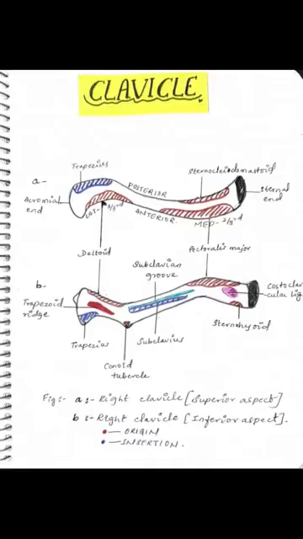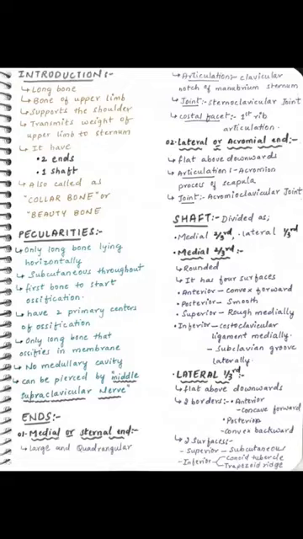This is Rida. Today we are going to have a quick overview on the anatomy of clavicle bone. The diagram shows the right clavicle. Introduction to this bone. It is a long bone. It is a bone of upper limb which supports the shoulder and transmits the weight of the upper limb to the sternum. It has two ends and one shaft.